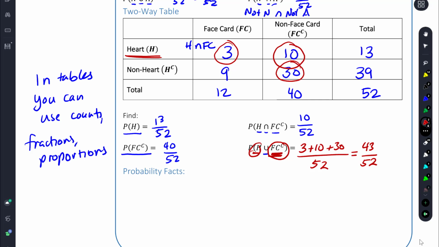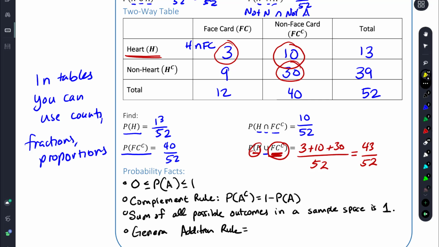Let's now talk about some probability facts to kind of formalize everything that we've talked about. All right, so some of the basic probability facts that you must know. First, probability is always going to be a number between 0 and 1 every single time. If you get a probability that is more than 1, that means you have something that happened more than 100% of the time, and we should know that's just not possible. Also, we can't have negative probabilities. Something cannot happen less than 0% of the time. If the probability is 0, it is an impossible outcome. If the probability is 1, then it is a certain outcome.